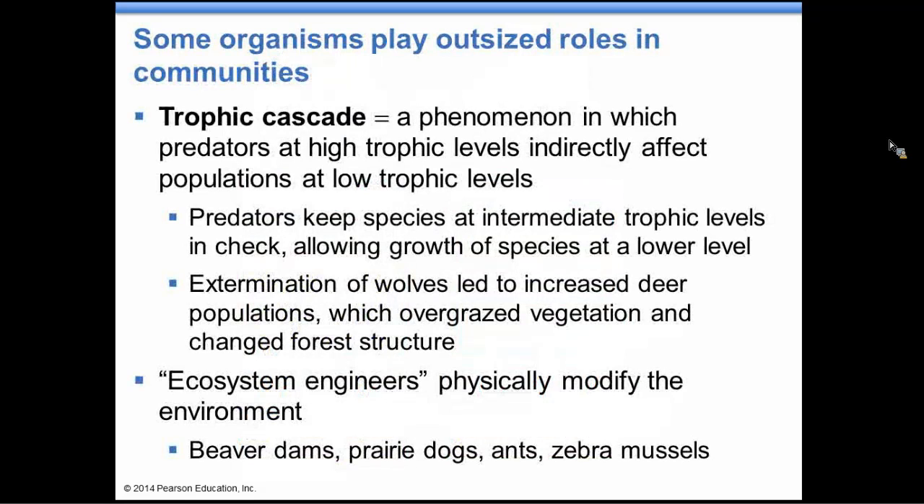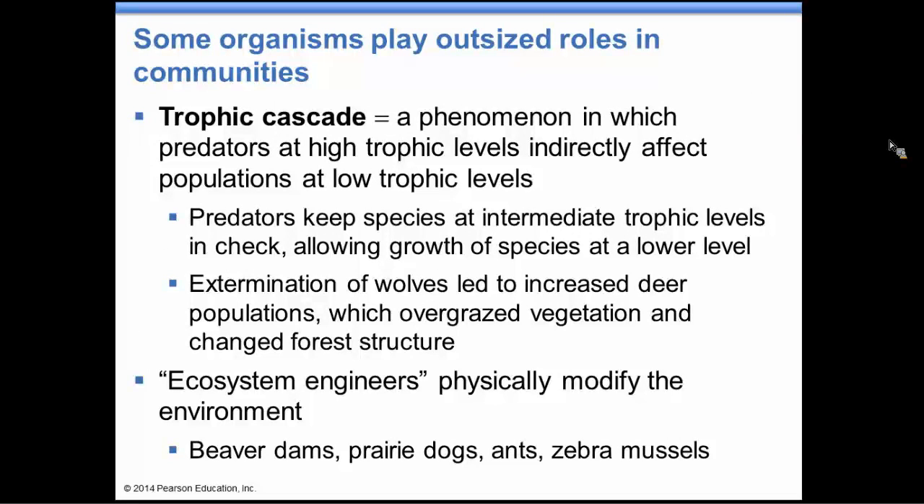So predators at high trophic levels can indirectly promote populations of organisms at the lower trophic levels by keeping species at intermediate trophic levels in check. This is a phenomenon ecologists refer to as trophic cascade. So animals at high trophic levels such as wolves, sea stars, sharks, and sea otters are often viewed as keystone species that can trigger trophic cascades.